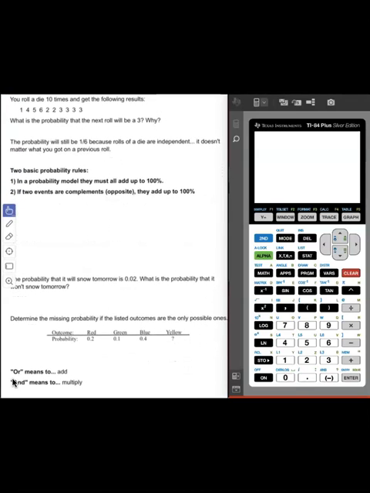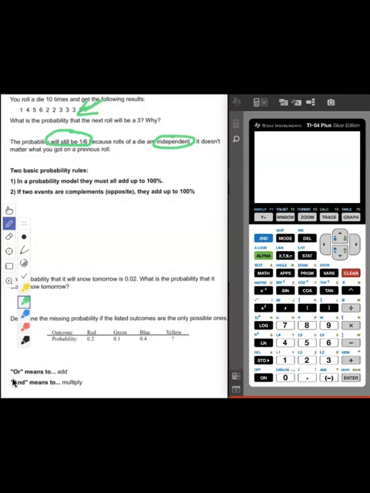Okay, so this one already has the answer here, but I'll just point it out to you. It says you roll a die 10 times and you get the following results. So it looks like you get 3 a bunch of times right at the end. What is the probability that the next roll will be a 3 and why? Well, here's our answer. The probability will still be 1/6 because rolls of a die are independent. It doesn't matter if we got 100 threes in a row. The probability that you get a 3 on the next one is still going to be 1/6.